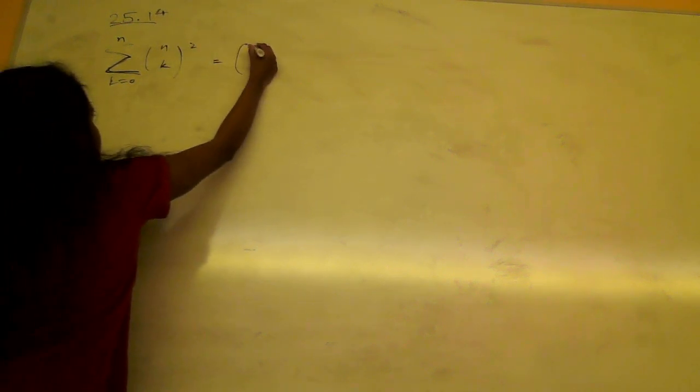So the question asks us to give a combinatorial proof of the following identity. And I don't even know this identity. It's just something that I'm doing on the spot. It's a special case of something called the Vandermonde convolution identity, which I have no idea about. But what they're asking us to prove is that the sum from k equals 0 to n of n choose k squared is basically 2n choose n.